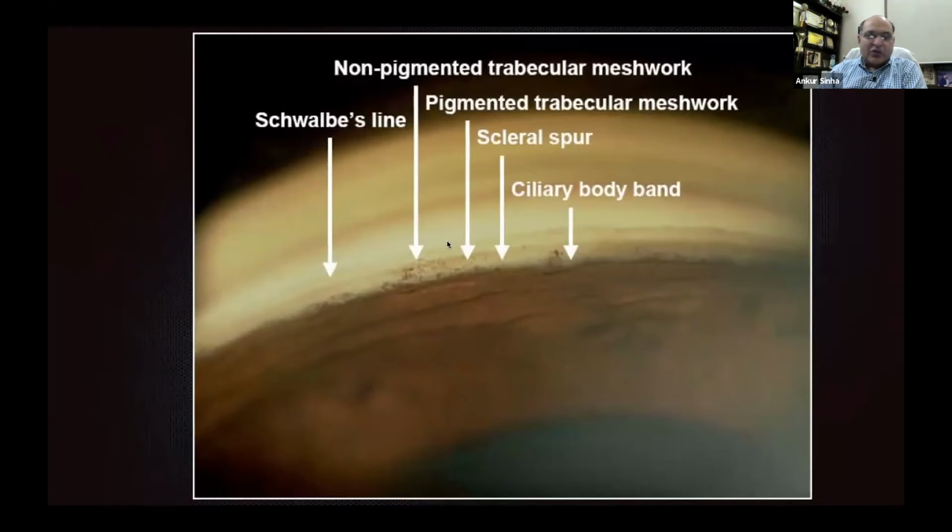Now, this is how a gonioscopic picture looks. This white line here is Schwalbe's line. Just beyond that is the non-pigmented part of the trabecular meshwork, which is also white. Then we have this pigmented brownish trabecular meshwork. Then we again have a white band, which is the scleral spur, and then this grayish area, which is called the ciliary body band. So this is how the angle looks through the gonioscope.